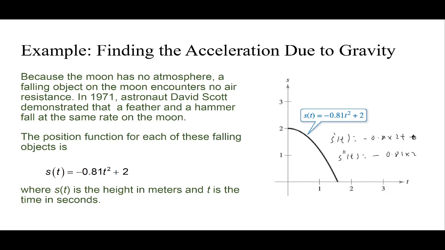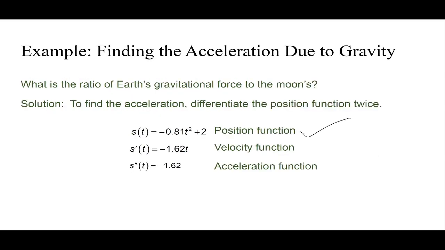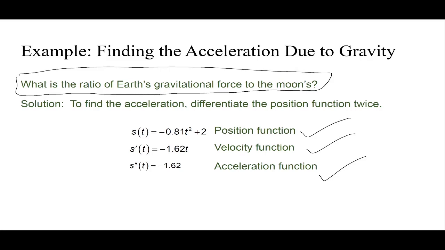But the good thing about this example is that this is the position function. The first derivative is the velocity. The second derivative is your acceleration. So position function, velocity, and acceleration. Now the question here, if you read the question, what is the ratio of Earth's gravitational force to the moon's? Remember, there is a standard value for Earth's gravitational acceleration, which is 9.8. And acceleration is also called gravitational force, acceleration due to gravity. This is the moon's acceleration we found.